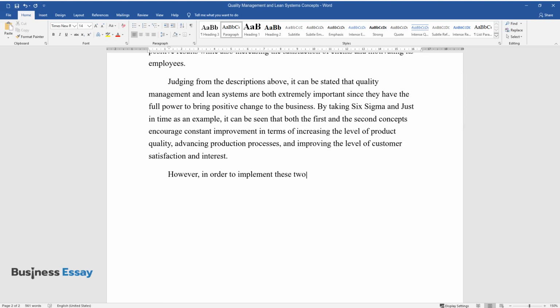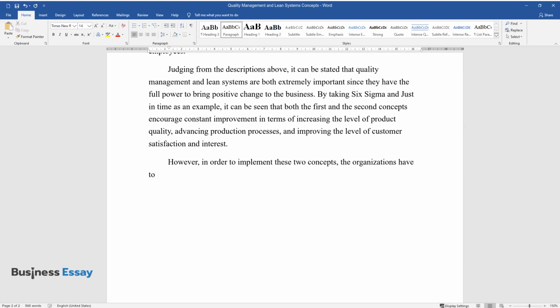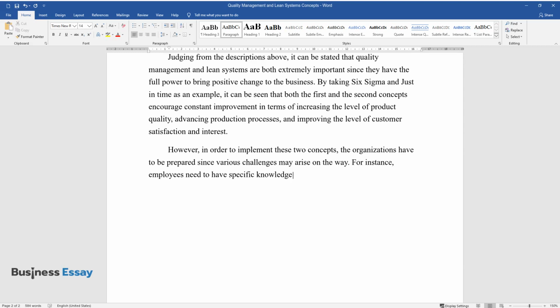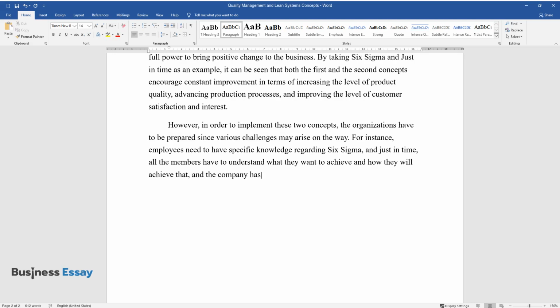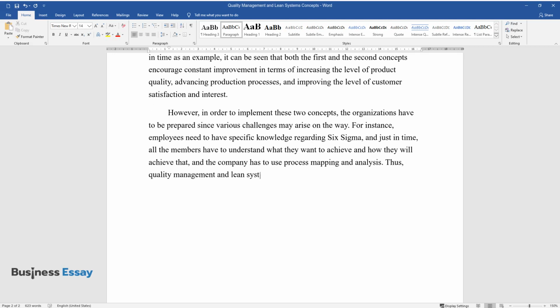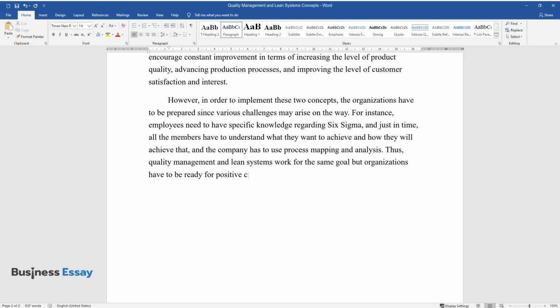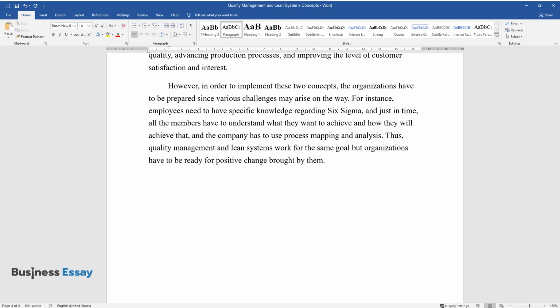However, in order to implement these two concepts, the organizations have to be prepared since various challenges may arise on the way. For instance, employees need to have specific knowledge regarding Six Sigma and just-in-time, all the members have to understand what they want to achieve and how they will achieve that, and the company has to use process mapping and analysis. Thus, quality management and lean systems work for the same goal, but organizations have to be ready for positive change brought by them.